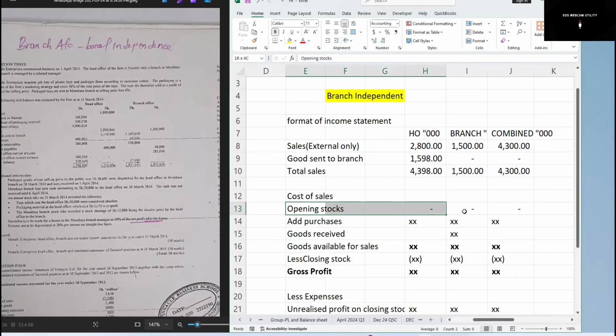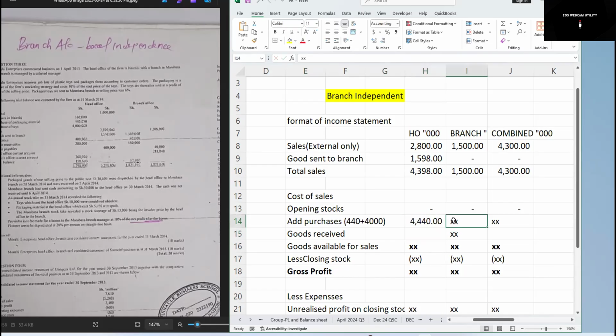So I've said I'm not seeing the opening stocks. The purchases. Do we have the purchases? Yes. So we have been told the purchase of packaging material 440. So that is the purchase of packaging material, which you will include also. It will fall under the purchases. We also have the purchases of toys. So we can combine the two, 440 plus 4,000 to give us a total of how much?